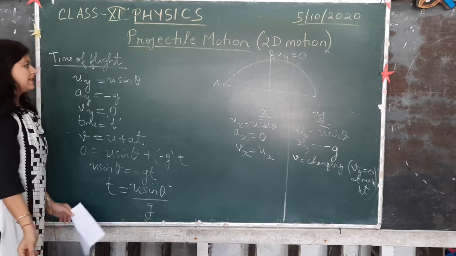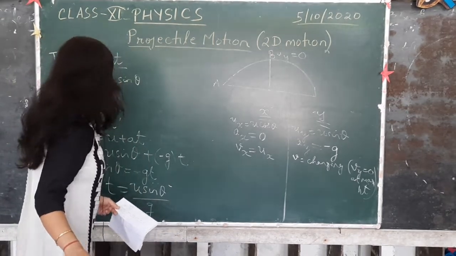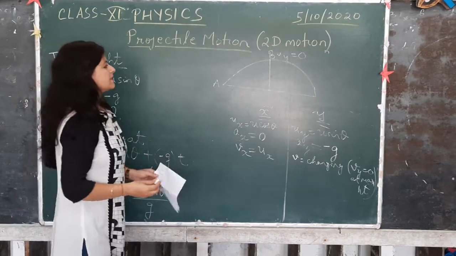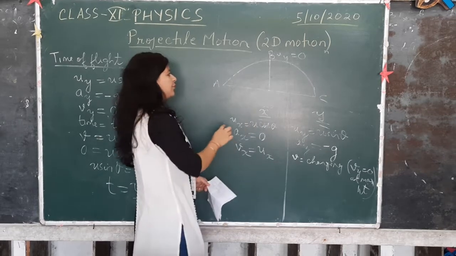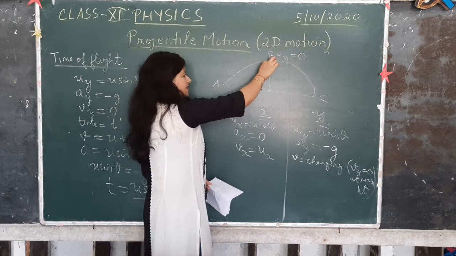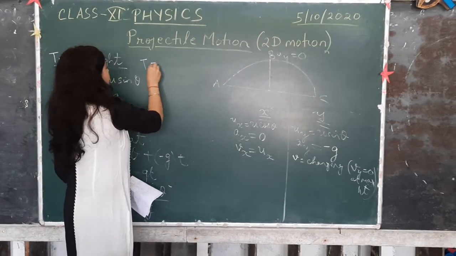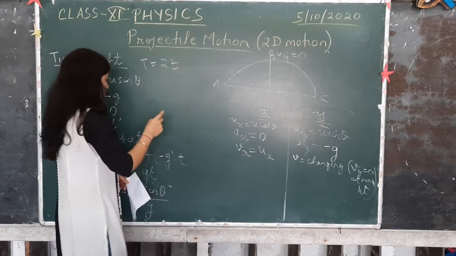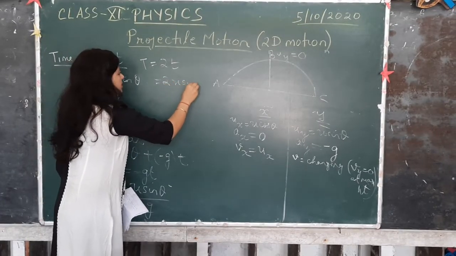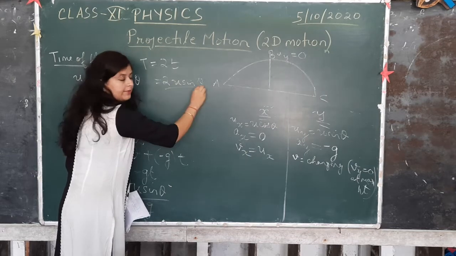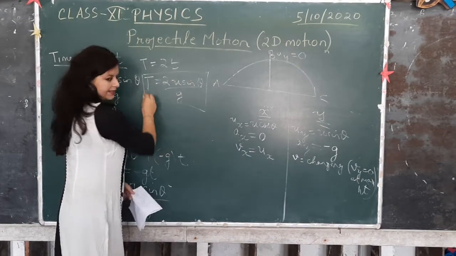So this is the time taken for the particle to reach B from the point A, because time of flight is the total time taken by the particle to reach from A to C. So we assume the time taken to ascend is equal to the time taken to descend. That means the total time of flight will be just equal to 2 times t, which is equal to 2u sine theta divided by g. So this is the equation for time of flight.